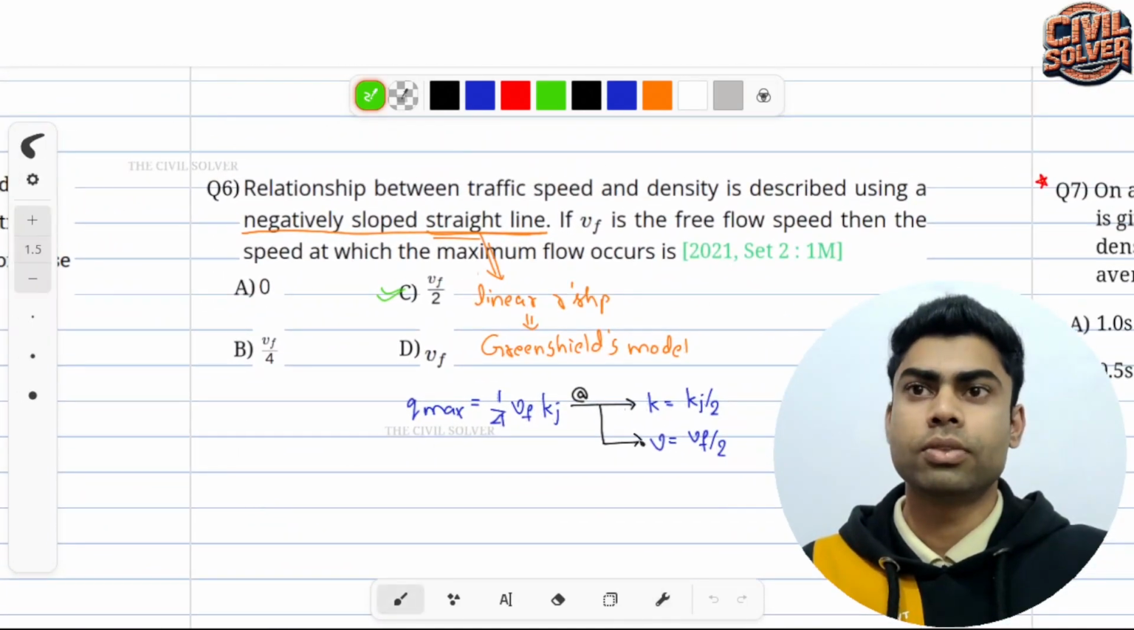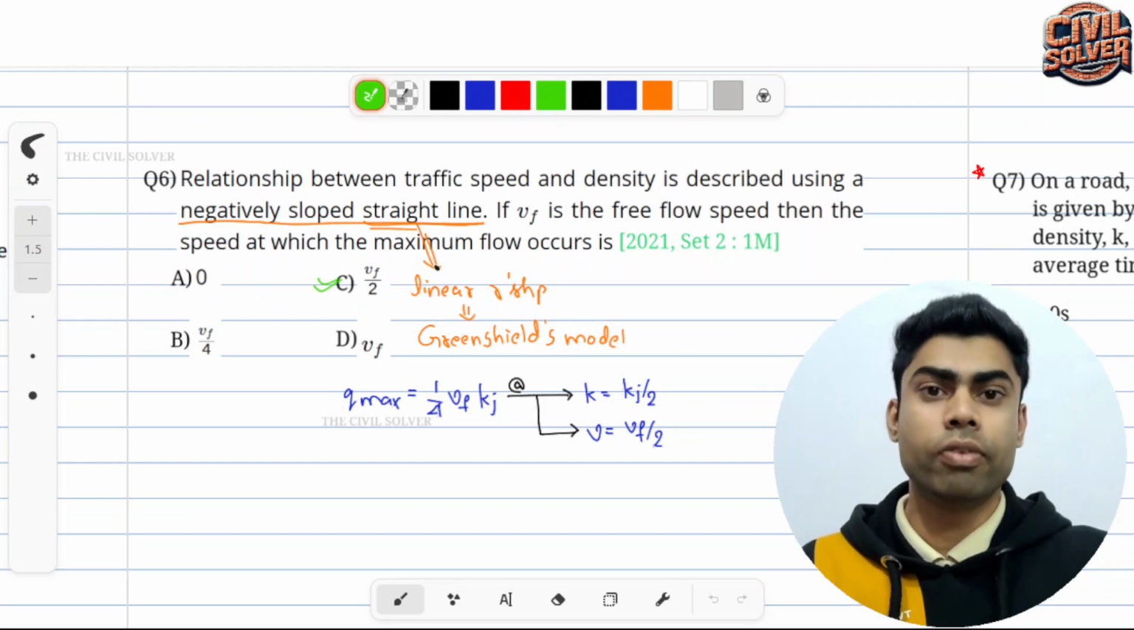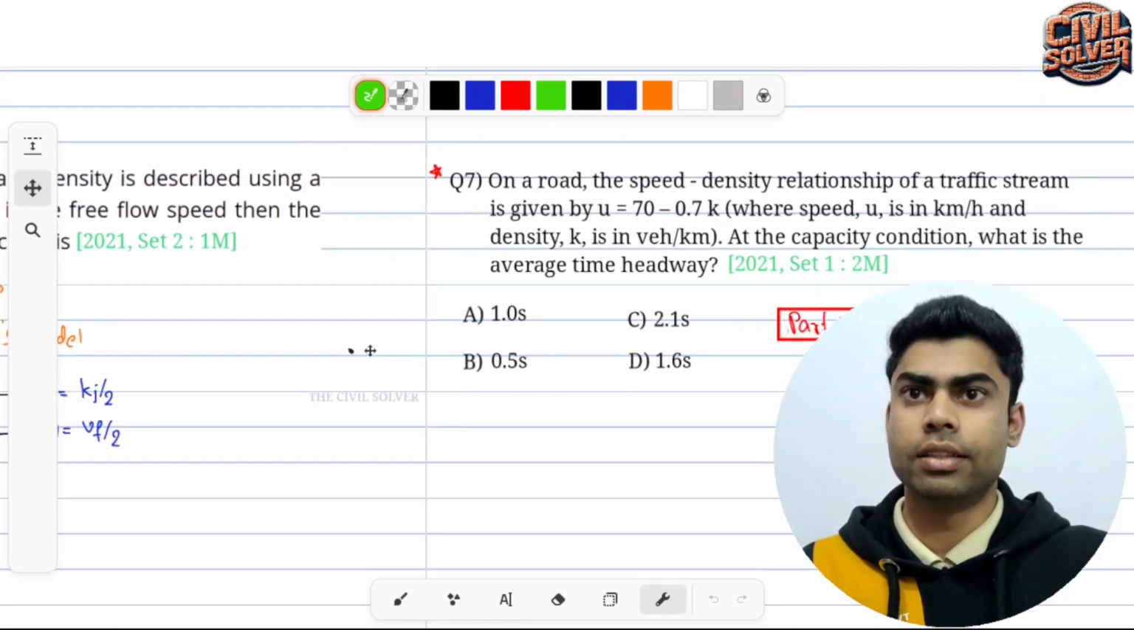Question number 6 was simply a direct formula based question. They asked the speed at the maximum flow and it is simply Vf by 2. So if you remember the relations, you can solve it without even deriving anything.